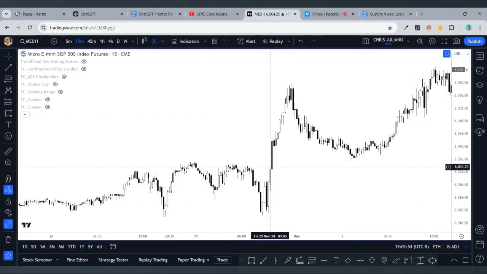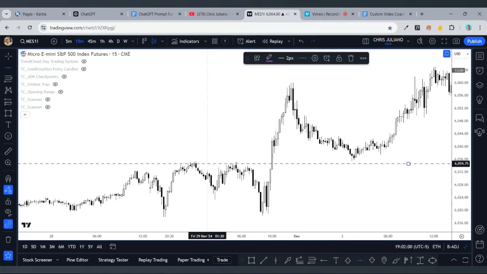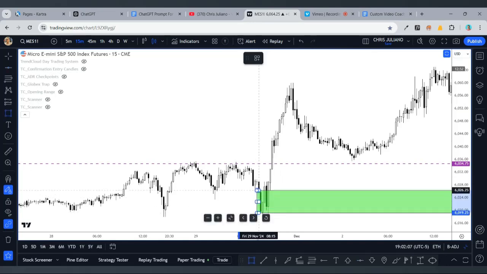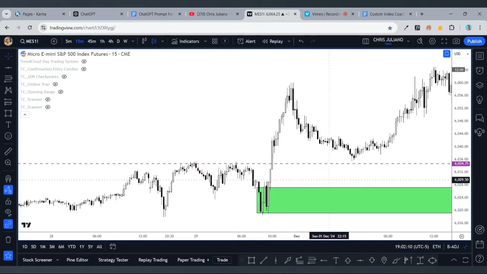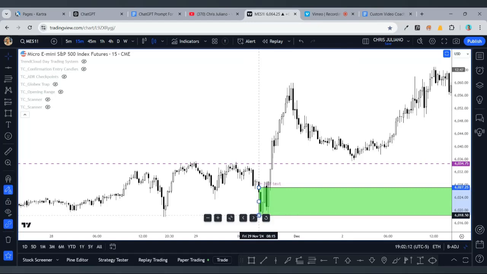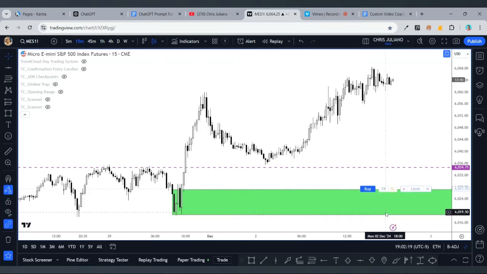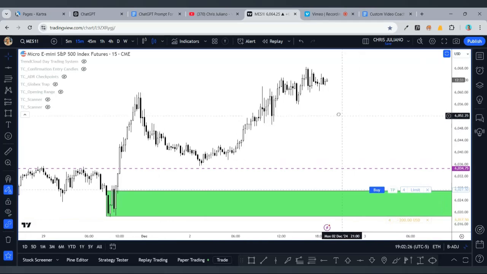Look at the move out here that breaks all this structure. Look at all this structure here broken on this move out. This down here, all right, I'm looking at that. I'm looking at this for a possible entry, right? Buy, stop loss, bring it just below. There you go.